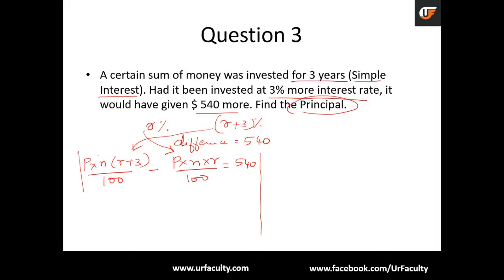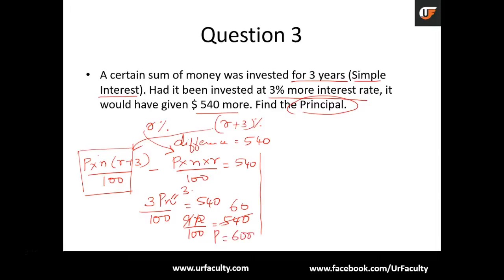Why? Because this term will give you PNR by 100, and here it is minus PNR by 100. So all that you are left with is 3PN. The equation leads to 3PN by 100, which is equal to 540. And we know that N is equal to 3. Hence, we are left with 9P by 100 is equal to 540. And you cancel it, you get 60, so principal is equal to 6,000. So it's pretty simple, right?